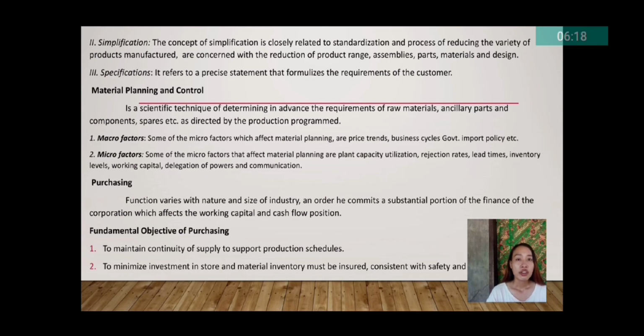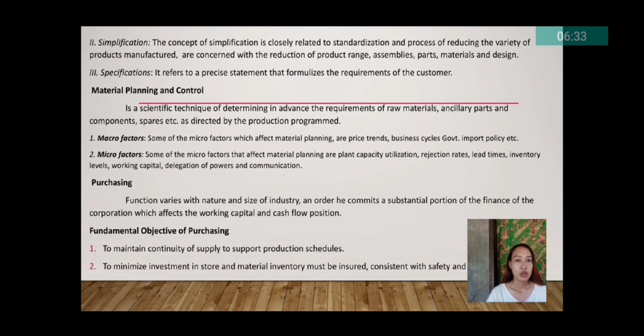Specification refers to the precise statement that formalizes the requirement of the customer. So, kailangan specific yung i-require ng isa ka customers para maging satisfied yung customer.